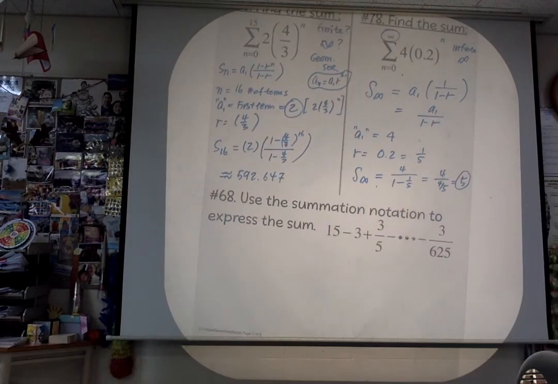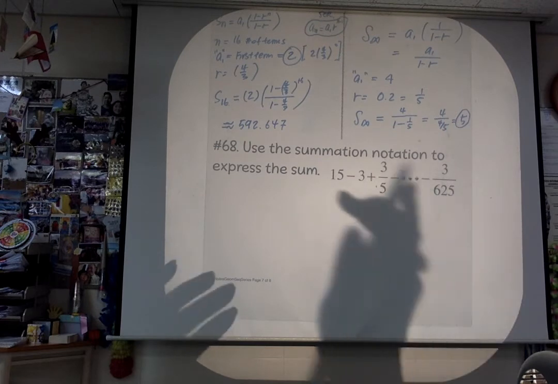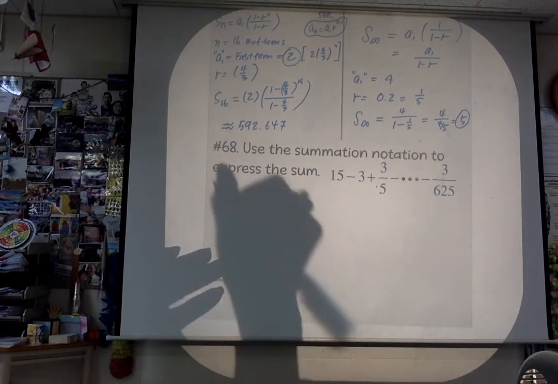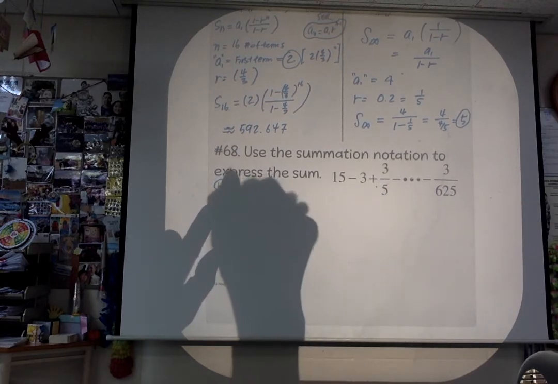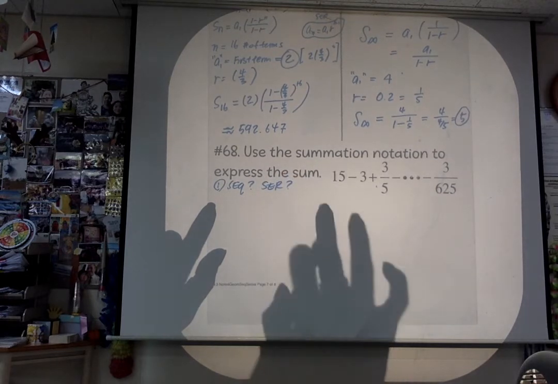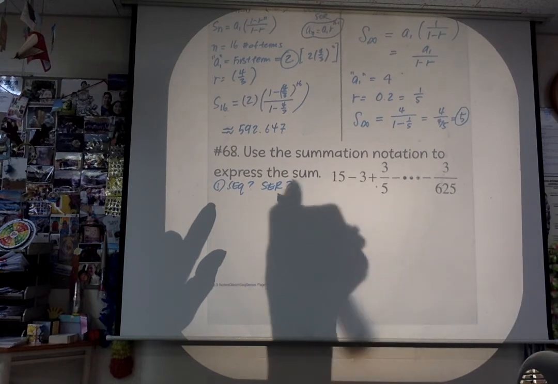Number 68 is here. It says use summation notation to express the sum. Ooh, this one's a little bit lengthy, okay? Use summation notation to express this sum. What does that mean, right? First, let's actually discuss what kind of sum this is. Is this a sequence or is this a series? This is a series. You're adding or subtracting the values, right?